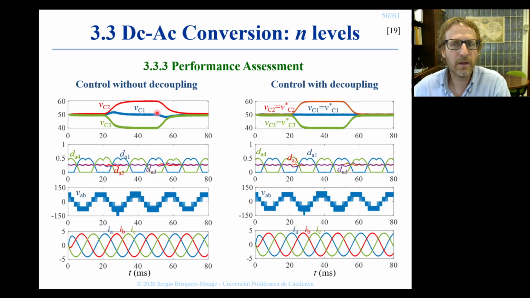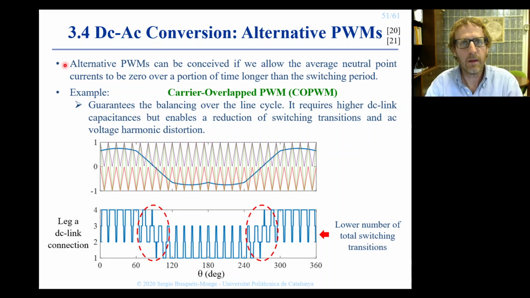Again, please note that despite having the three capacitor voltages being different, we don't see any significant distortion in the currents whenever we operate with different capacitor voltages. So with this, we finish the discussion of virtual vector pulse width modulations in the DC to AC conversion case. You may ask yourself if we can conceive alternative pulse width modulations following different approaches. And the answer is yes.